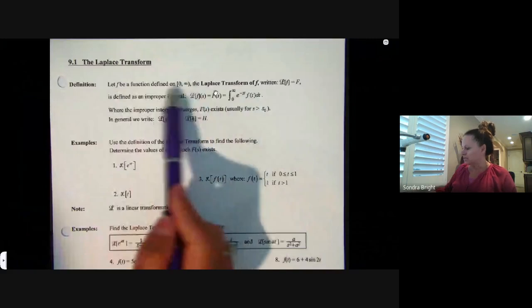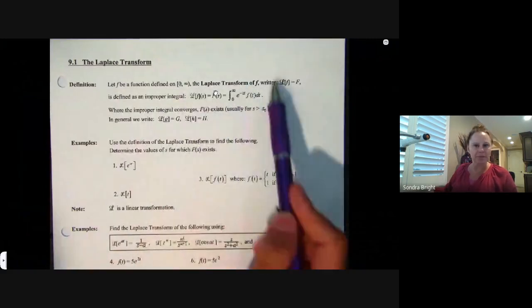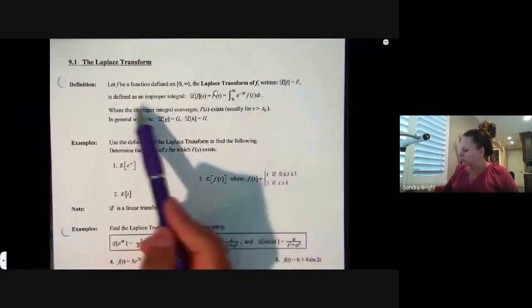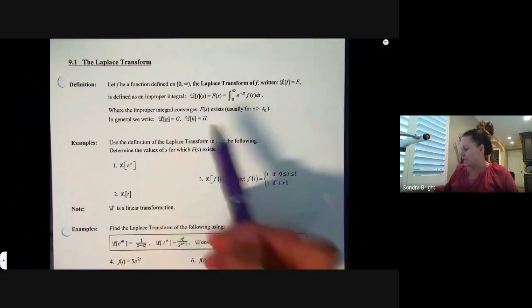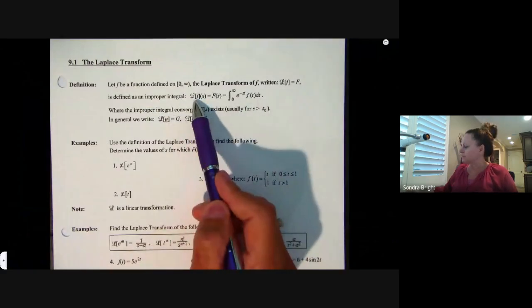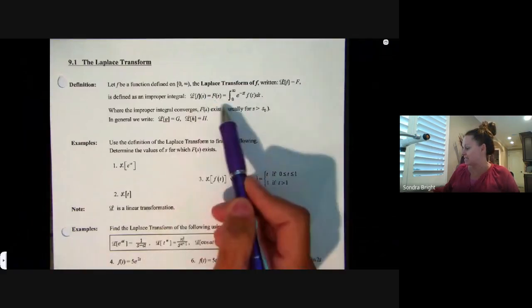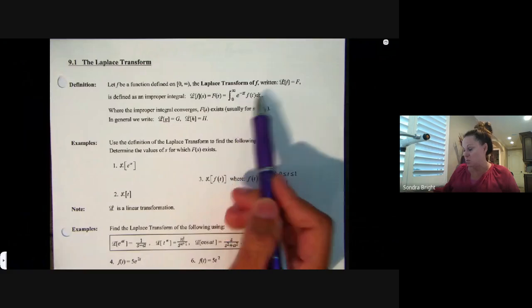is written with this fancy L of little f. It's equal to capital F. And it's defined as an improper integral where the Laplace transform of little f of s is going to be big F of s, and it's equal to the integral from 0 to infinity of e to the negative st times f of t with respect to t.